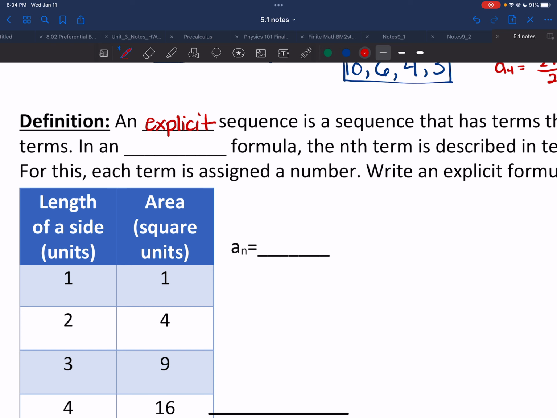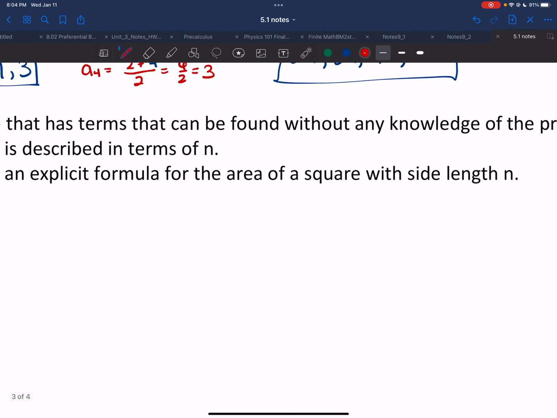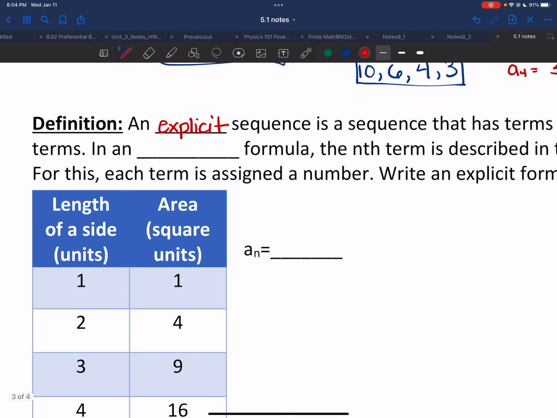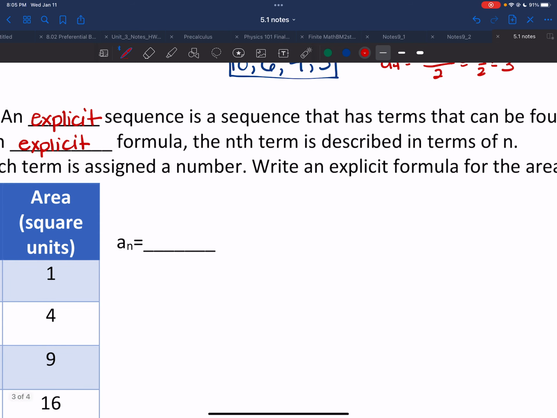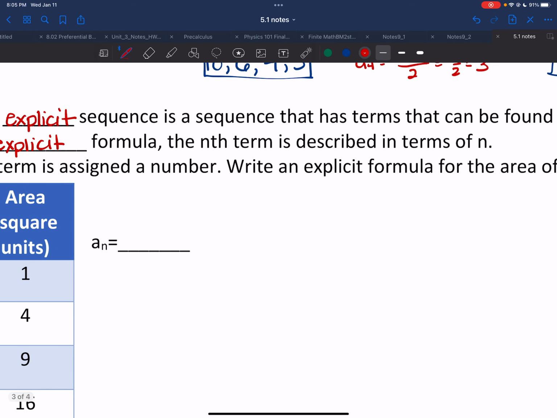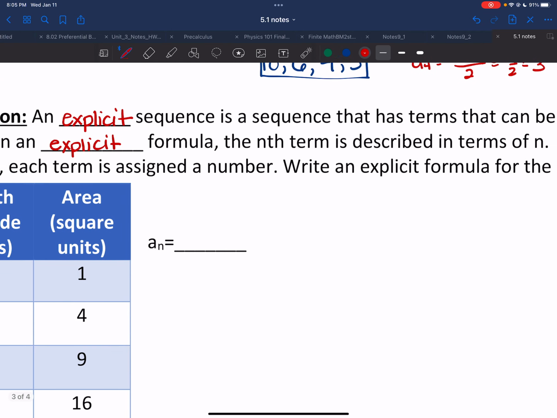So an explicit sequence is a sequence that has terms that can be found without any knowledge of the previous terms. In an explicit formula, the nth term is described in terms of n. For this, each term is assigned a number. Write an explicit formula for the area of a square with side length n.